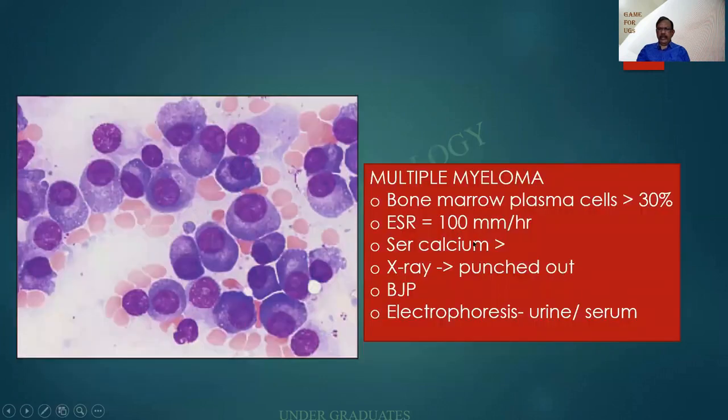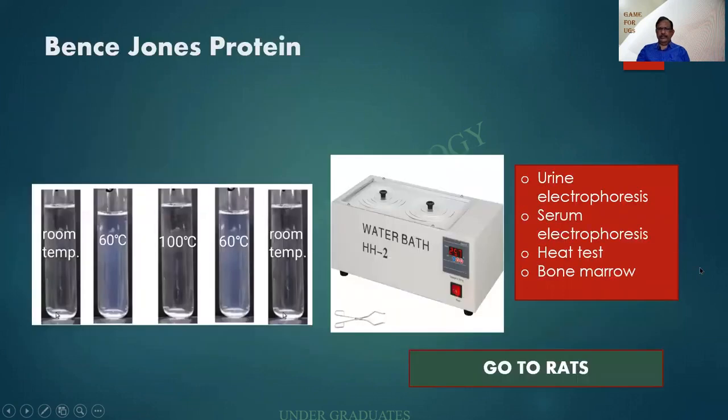It can be diagnosed by various methods. The counterpart of it will be the bone marrow showing the plasma cells. Go back to my chart as well as the theory on myeloma, you will be able to understand more. For diagnosing a multiple myeloma, these are all required. One is the bone marrow for plasma cells, ESR more than 100, serum calcium is increased. X-ray will be showing punched out lesions. Bence-Jones protein, electrophoresis, urine as well as the serum.